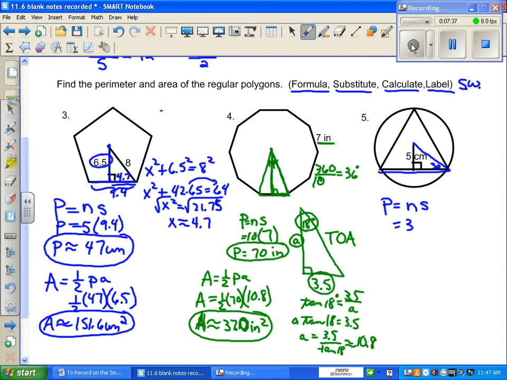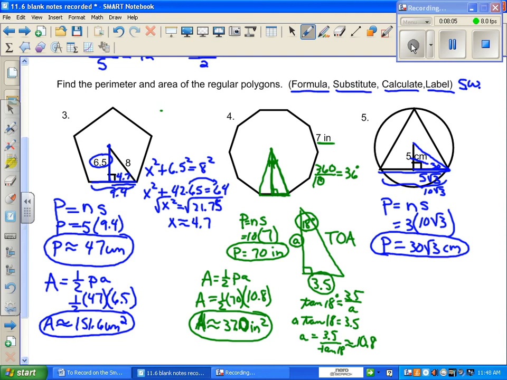I have the short leg, and I want to find the long leg, which is going to take the short leg and multiply it by the square root of 3. So this is my long leg. I need to double it for the length of the side. So it's going to be 10 times the square root of 3. That's what I have for the value of s, 10 times the square root of 3. So when I multiply those together, I've got 30 times the square root of 3, and that's going to be centimeters. That's the answer for my perimeter.